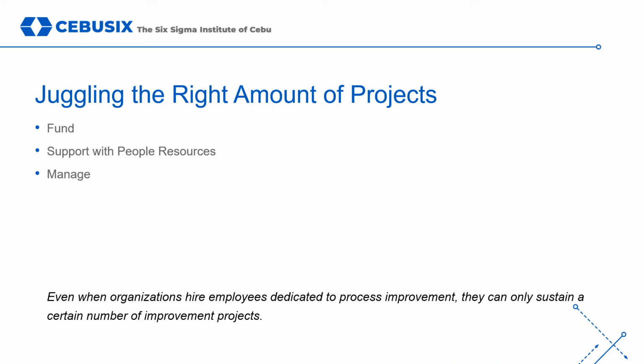Even when organizations hire employees dedicated to process improvement, they can only sustain a certain number of improvement projects. In this section, we are going to discuss the importance of project workload. A critical part of Six Sigma success for organizations is knowing when teams reach maximum project load. There are no formulas that exist for how many Six Sigma projects a company should run at any given time, but a well-designed project is more likely to make a greater impact than having many poorly designed, overlapping or underfunded projects.